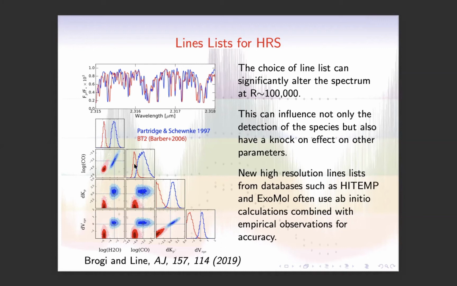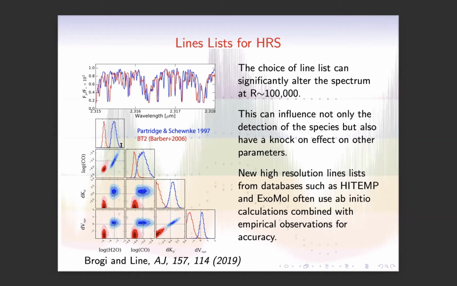And the reason for that is because when you reduce the water abundance, you also reduce the continuum opacity. And so then the lines for the CO that were, say, a certain strength are now too strong for what they should be. So they have to reduce their abundance to match. And so, you know, you choose the wrong line list for water and it ends up biasing basically everything.